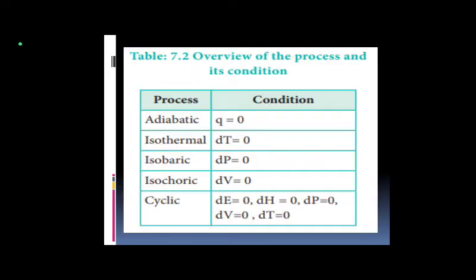So if you remember last class, we just saw what all the different types of processes are. So the overview of the process and its conditions. You can see here for adiabatic process, the condition is Q is equal to 0. For isothermal, dT is 0. Isobaric, dP is 0. Isochoric, dV is 0. And cyclic, internal energy, delta H, dP, dV, dT all are 0.